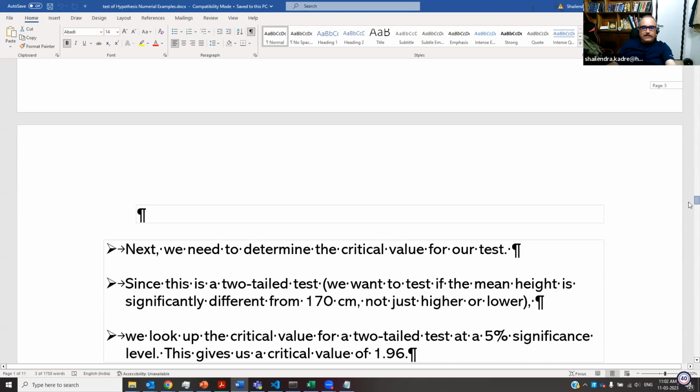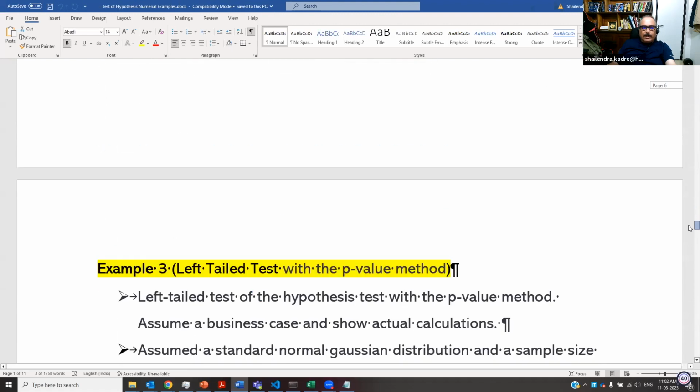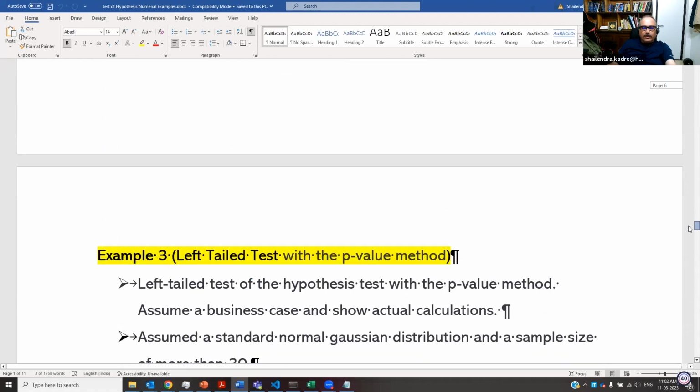The remaining two examples I have taken a little differently, but only with the p-value method. The previous two examples, 1 and 2, were two-tail. So if the significance level is 5%, we split it, 2.5% on the left of the bell curve and 2.5% on the right. This time I am explaining one example by the left tail method, using the p-value method, and how the left tail method works.